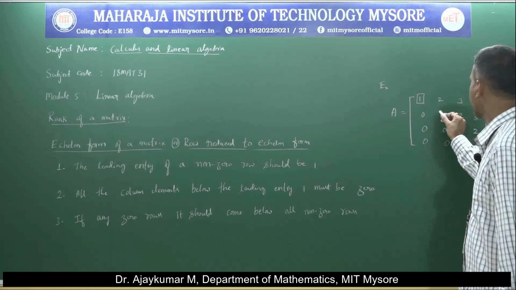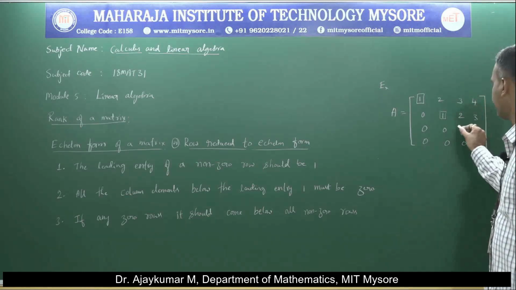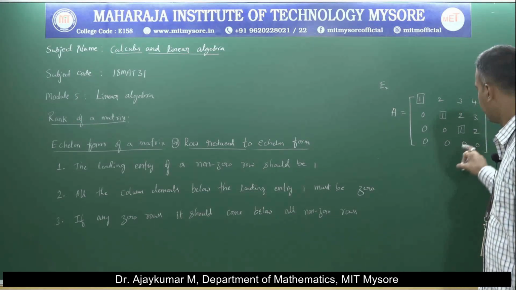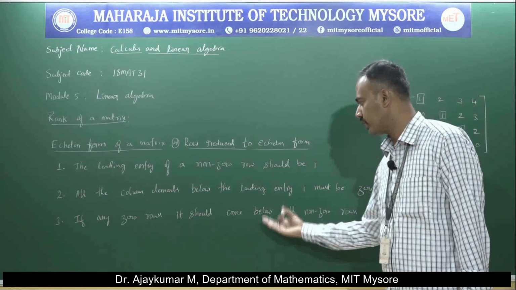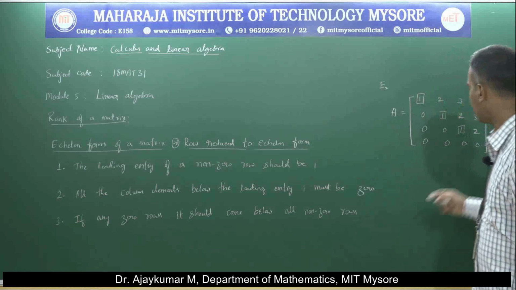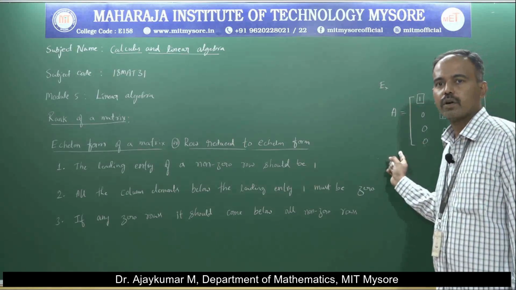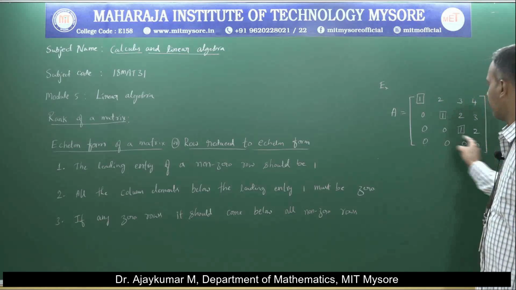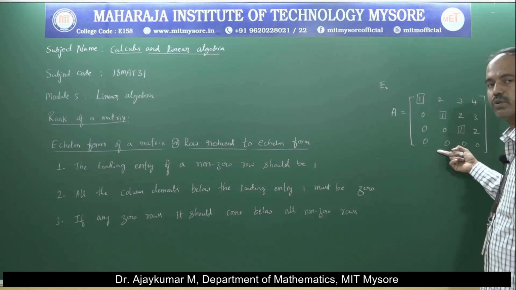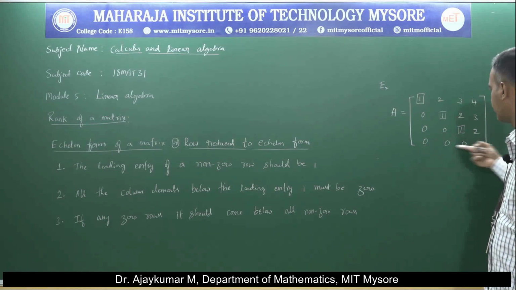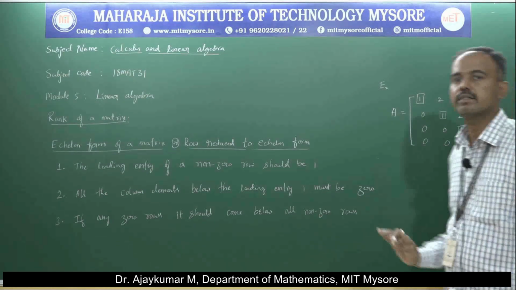The same holds for the other leading entries; the elements below are all 0. The next point: if there are any zero rows, they should come below all non-zero rows. The matrix A consists of one particular row in which all the elements are 0, and it comes below the non-zero rows. Here, 3 non-zero rows are available. So the matrix A is in echelon form. Is it clear to all of you?